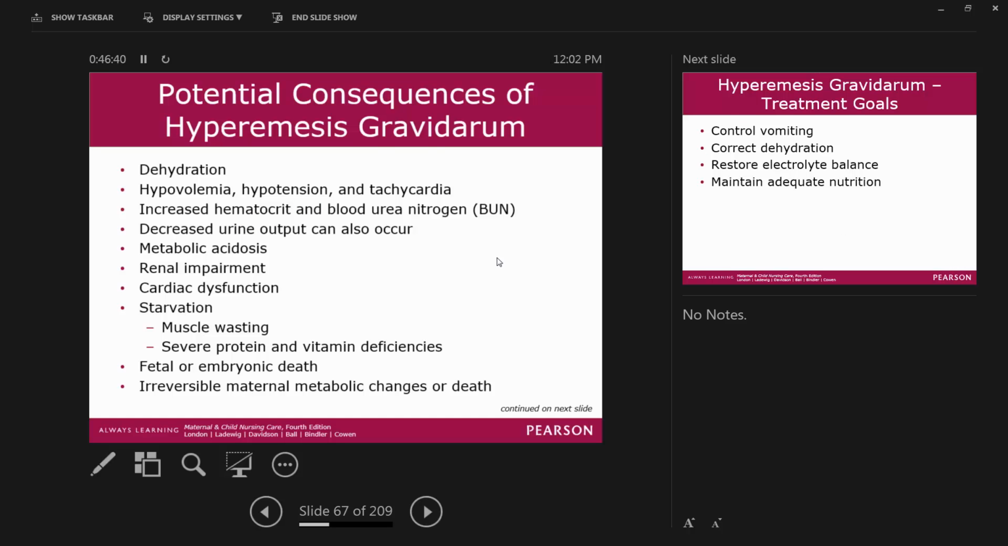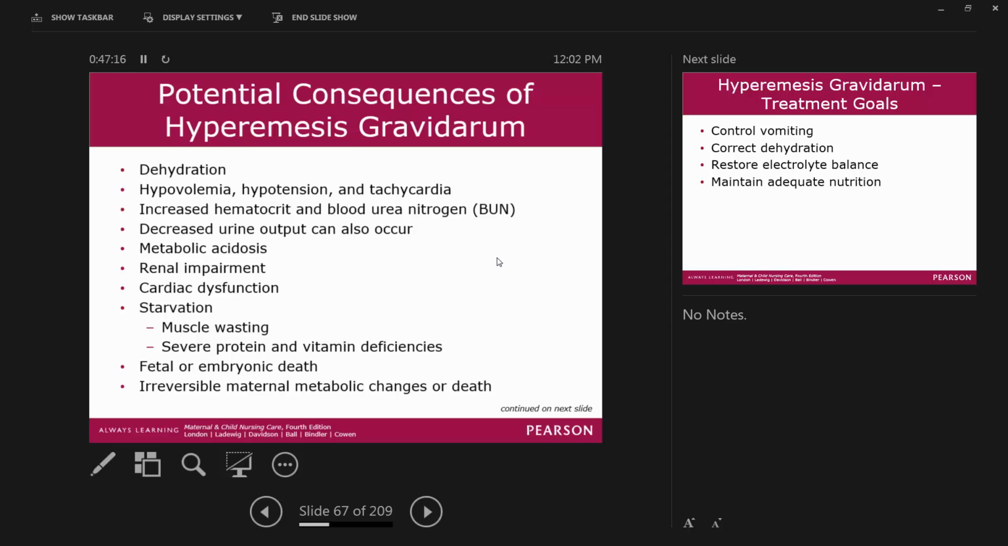Now we're going to go on to hyperemesis gravidarum. So hyperemesis is they're vomiting all the time. They can't stop. Now we know that with morning sickness, women have vomiting a lot, okay? But this is beyond that. These people are going for days. They're not able to eat or drink, and every time they do, they vomit, okay? So they can have severe dehydration and electrolyte imbalances, hypovolemia, all those kinds of things.